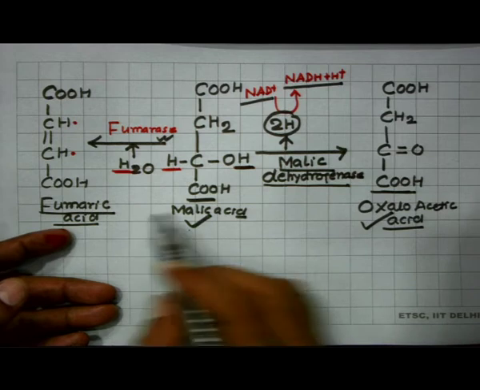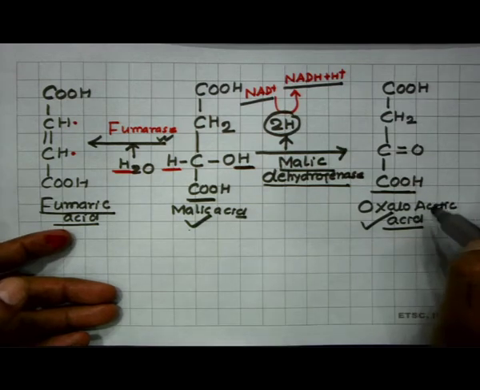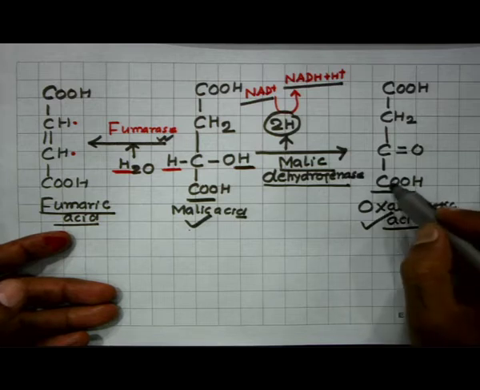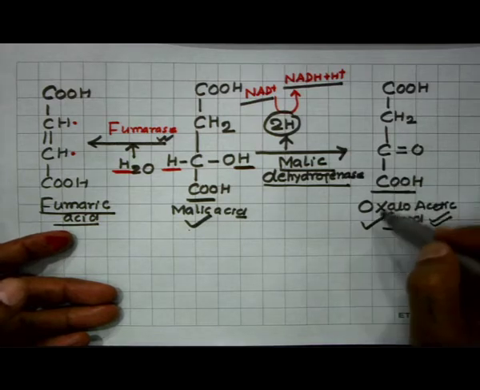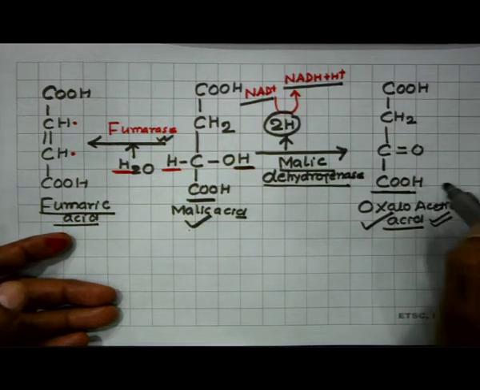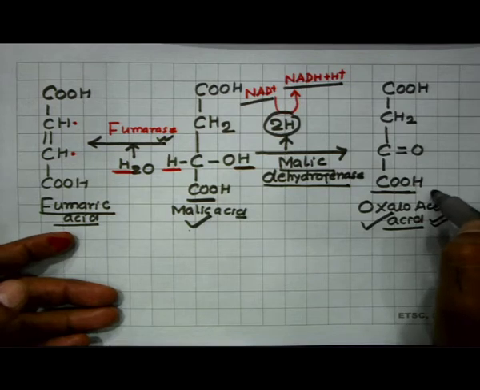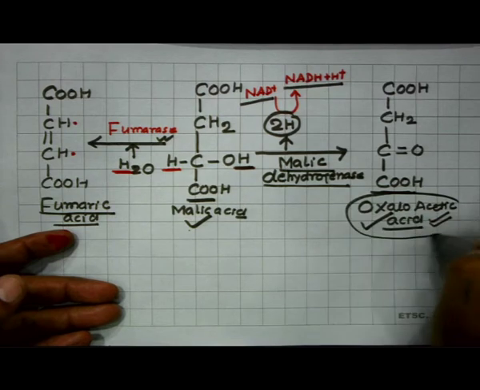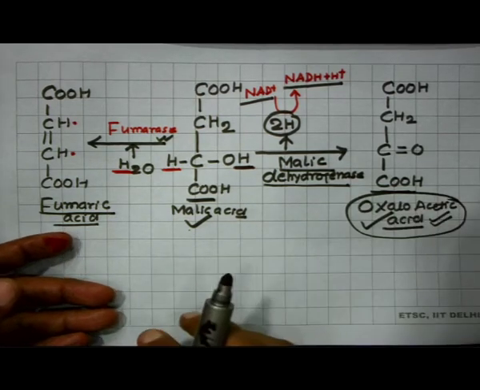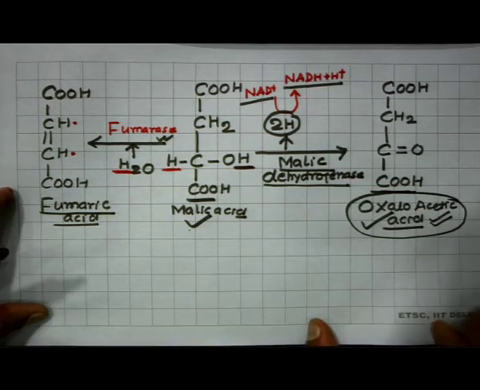Now, we started from the oxaloacetic acid, which combines with acetyl coenzyme, and after 9 successive steps oxaloacetic acid is again formed. So, the entire reaction is in cyclic form. So, this cycle is called the Krebs cycle.